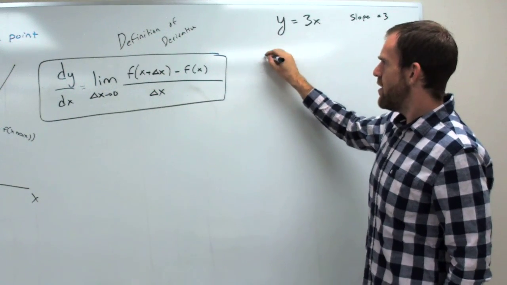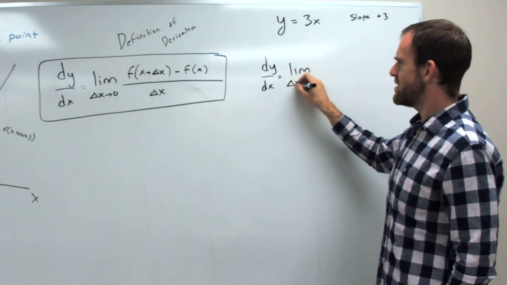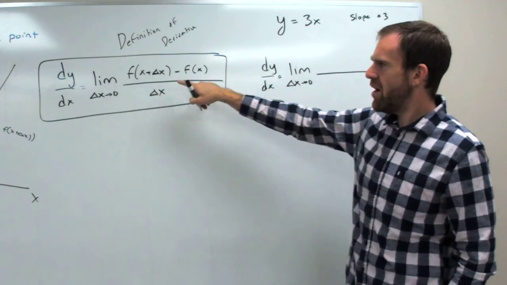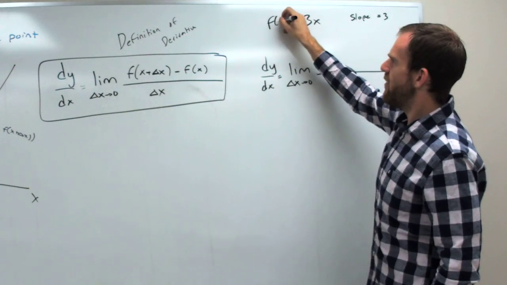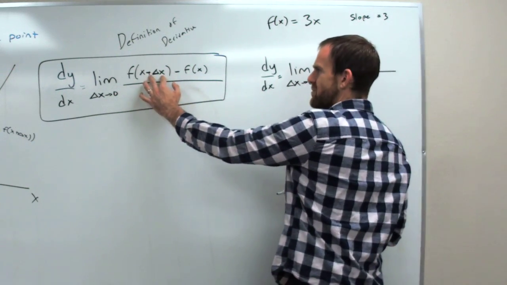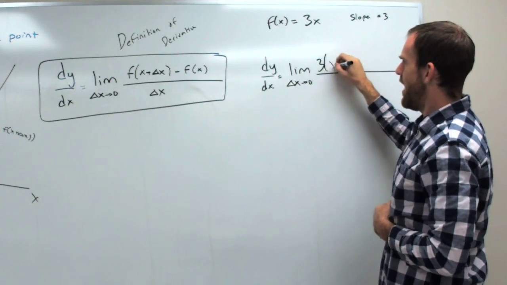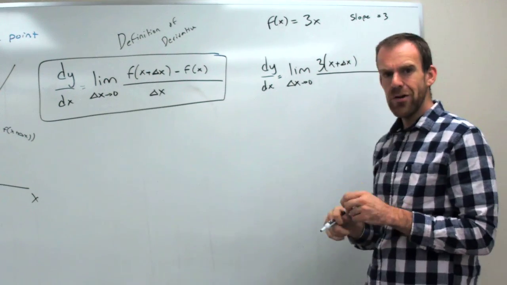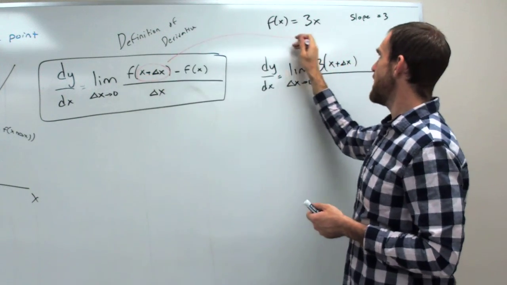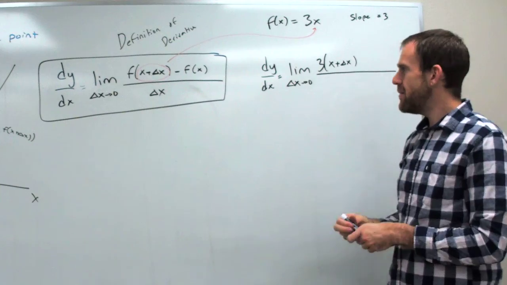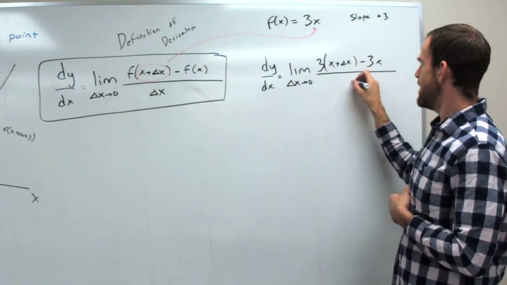So let's apply our derivative. dy by dx equals the limit as delta x approaches 0 of f of x plus delta x. Instead of y, I can call this f of x. So I want f of x plus delta x. Instead of plugging in x, I'm going to plug in 3x plus delta x. Remember from pre-calculus, when we have something strange going into a function, you plug that whole thing in for x. Now I'm going to subtract f of x, which is just 3x, all over delta x.